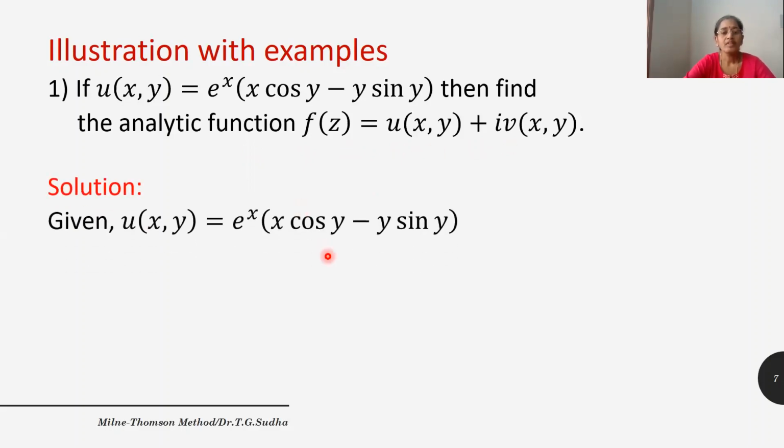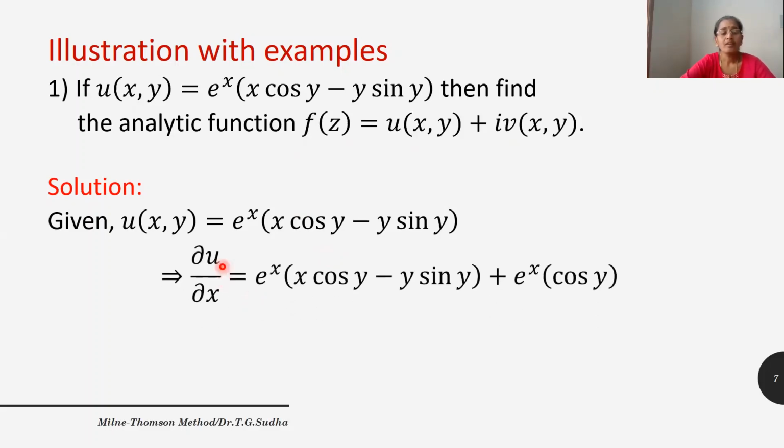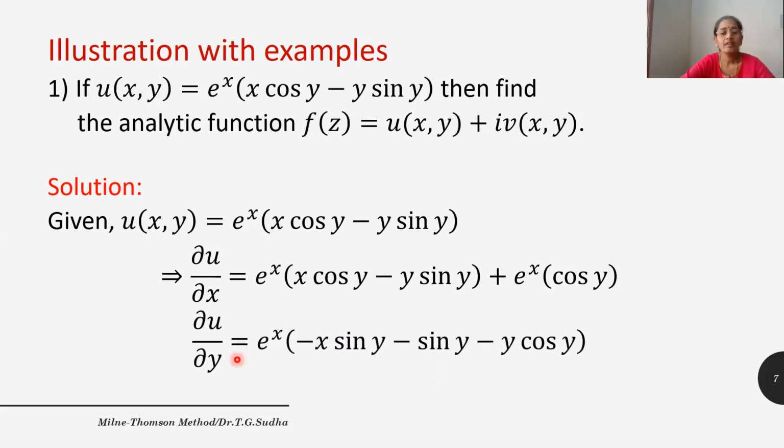So u is given to us. Let us find the partial derivatives of u with respect to x and y. So first, dou u by dou x. When we partially differentiate u with respect to x, we obtain e power x into (x cos y minus y sin y) plus e power x into cos y. Now let us differentiate u with respect to y partially. We obtain e power x into (minus x sin y minus y cos y). So now to apply the Milne-Thomson method, we need to replace x by z and y by 0 in these two expressions.